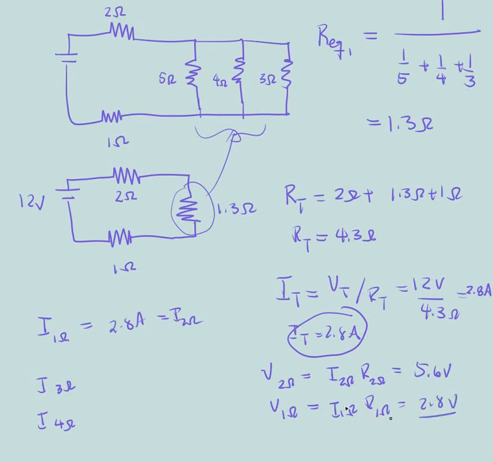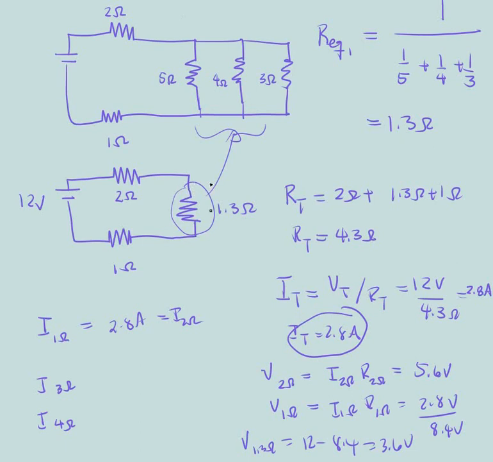So if we add these two, we get 8.4 volts. So there is 8.4 volts among these two. Whatever is left is for this one. So the voltage for that 1.3 ohm is going to be 12 minus 8.4, and that's 3.6.